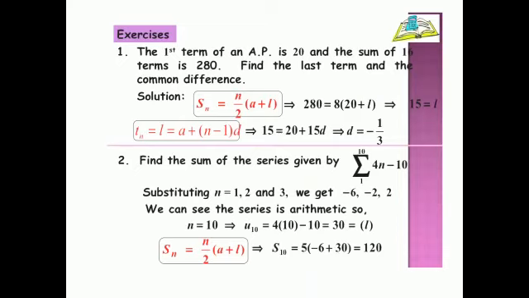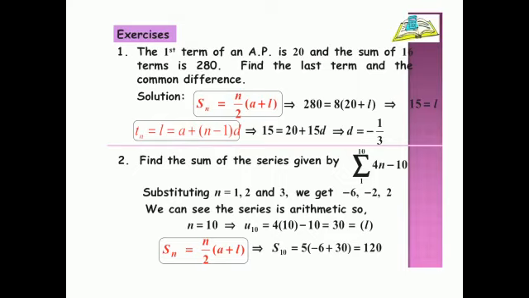Next example. Find the first term of an AP. AP is another name for arithmetic series, arithmetic progression, arithmetic sequence, all like that. The first term is 20 and the sum of 16 terms is 280. So we only know the first term and the sum of the 16 terms. Find the last term and the common difference.